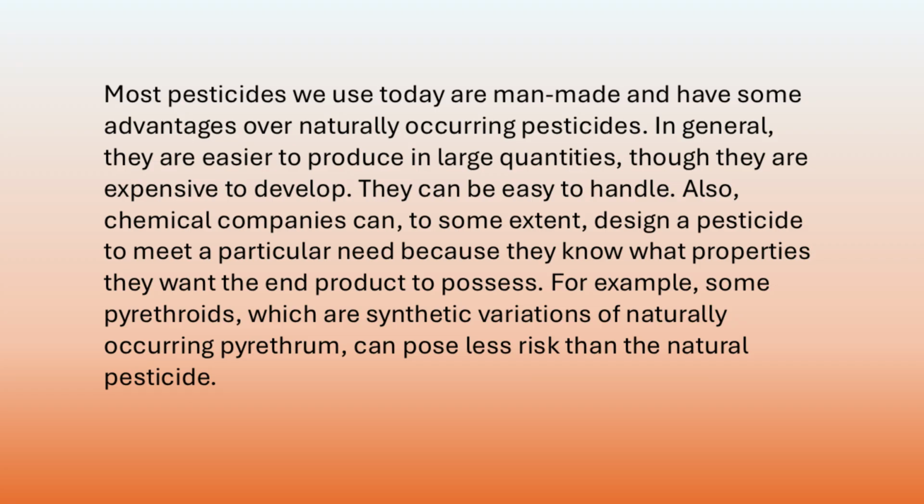In general, they are easier to produce in large quantities. Though they are expensive to develop, they can be easy to handle. Also, chemical companies can, to some extent, design a pesticide to meet a particular need because they know what properties they want the end product to possess. For example, some pyrethroids, which are synthetic variations of naturally occurring pyrethrum, can pose less risk than the natural pesticide.